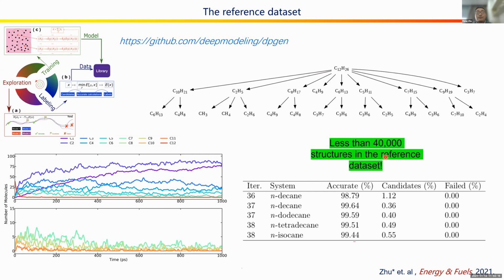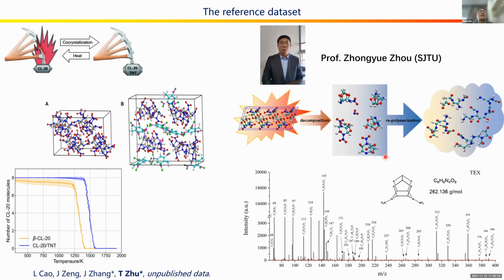And by using DPGEN, we also perform reactive MD simulations for energetic materials. And we explained why the co-crystal of CL-20 with TNT is more stable than the single crystal of CL-20. And we also explained a very interesting energetic material called TX. In the reaction of TX, the TX molecule not only decomposes into small species, it can also polymerize together to form larger molecules. By comparing with the experiments, we explain the molecular mechanism behind these reactions.